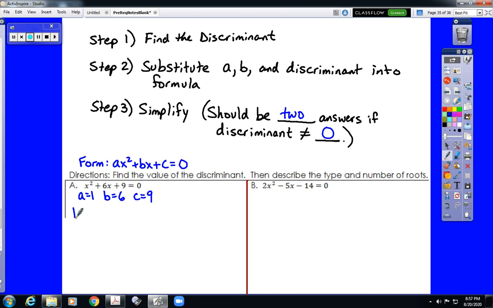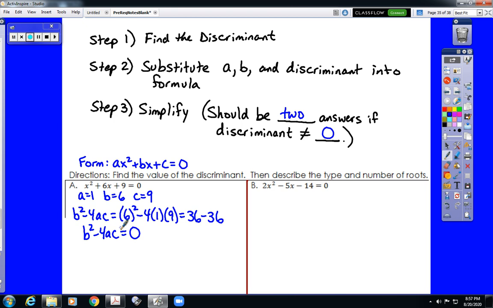Then we find the value of b squared minus 4ac. That would be 6 squared minus 4 times 1 times 9, or 36 minus 36. So the discriminant b squared minus 4ac is 0.